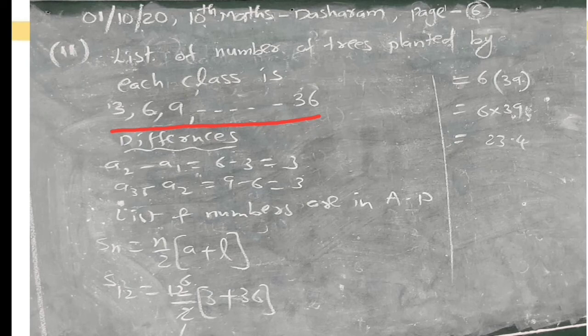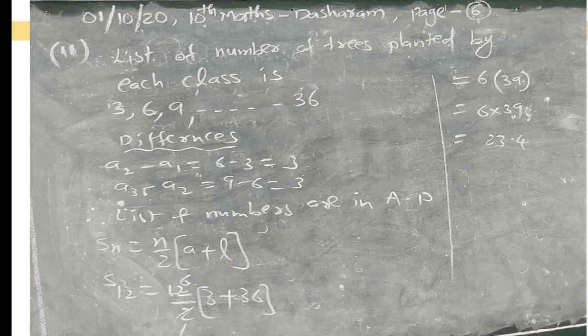Let's verify whether these form an AP or not. So first difference, second difference, here 3, here 3, so the difference is common, so then the list of numbers are in AP. Next I am using the Sn formula, that is n by 2 of (a + l), because here the last term is available, that is why I am taking the a + l formula.